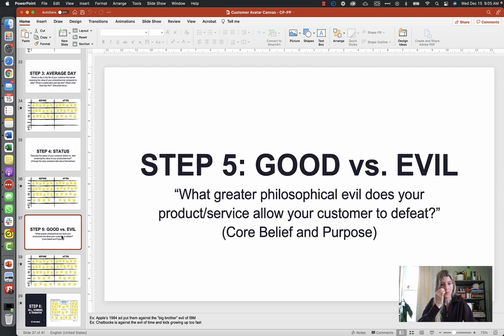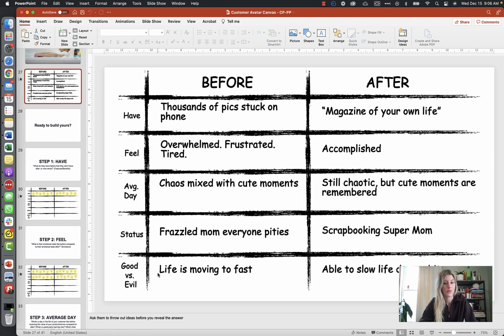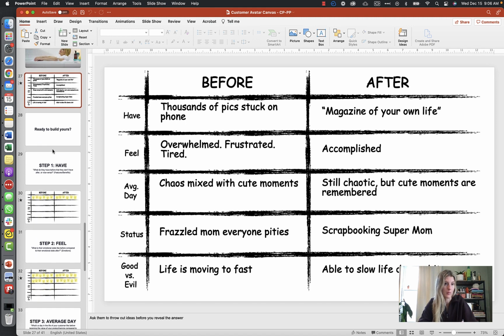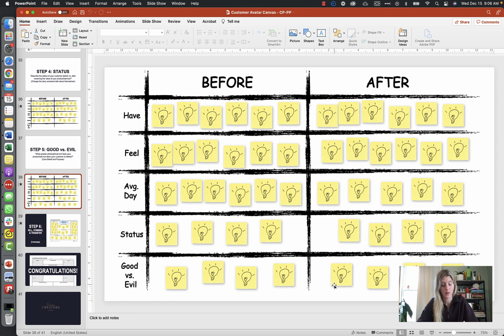Step 5, good versus evil. What greater philosophical evil does your product or service allow your customer to defeat? And this is the core belief and purpose. Again, if you look at the example, they use good versus evil. Life is moving too fast. She doesn't have time to print out and create these photo books. But then after, she's able to slow life down a little bit. She's still frazzled, still chaotic, but now she has these moments that she can cherish and she can slow down a little bit, knowing that this software up here in the commercial helps her capture those moments. So that goes in the good versus evil section.